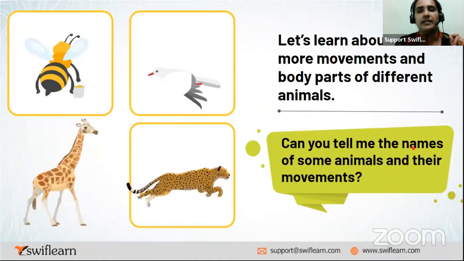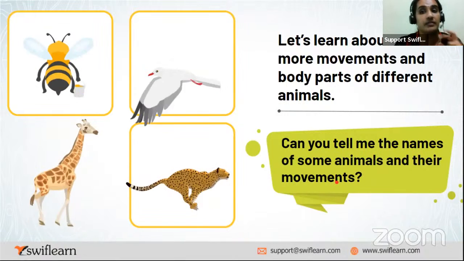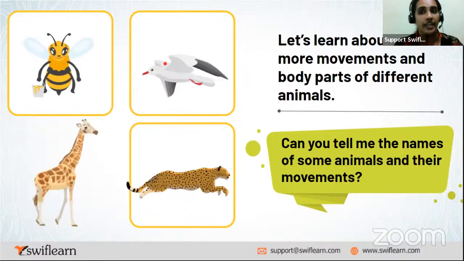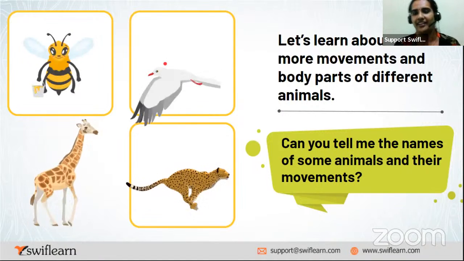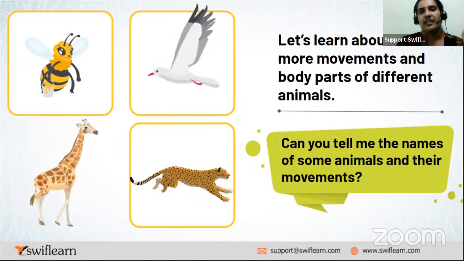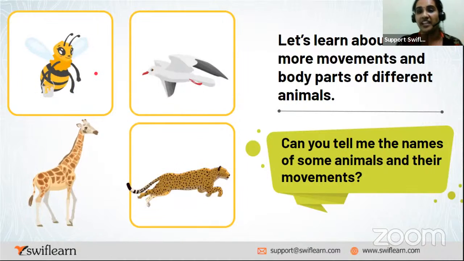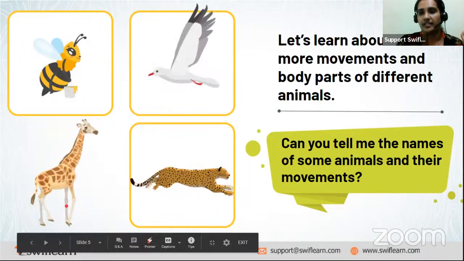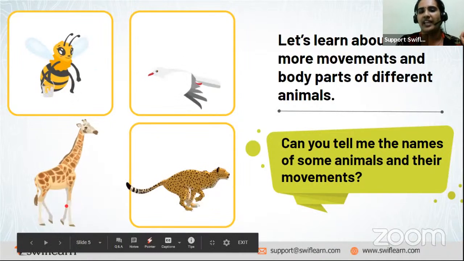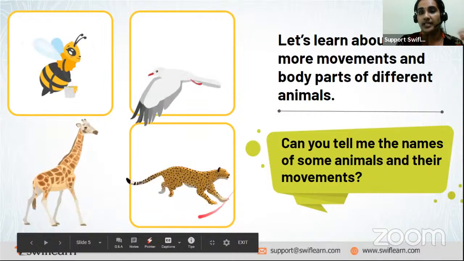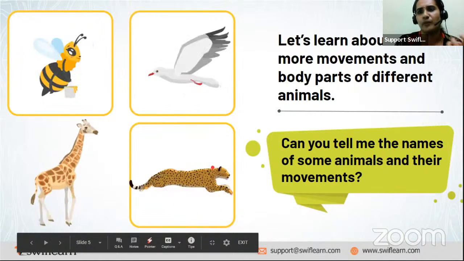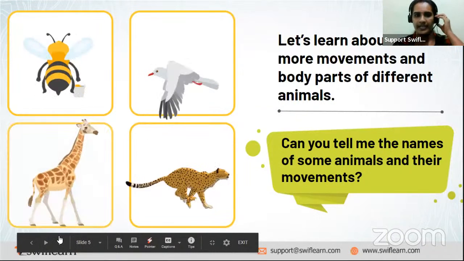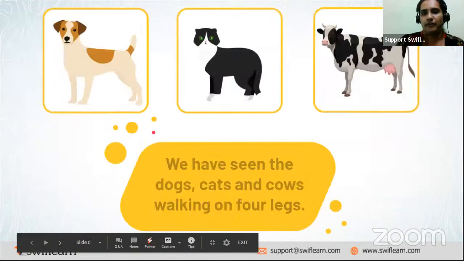So can you tell me the names of some animals and their movements? You can see one bird here. How is it going? It is flying. Now the honeybee also you can see. It is flying and taking the honey with it. Now coming to the giraffe, you can see that it is walking. And what is the cheetah doing? It is running. So these are the different movements in different animals. Understood?